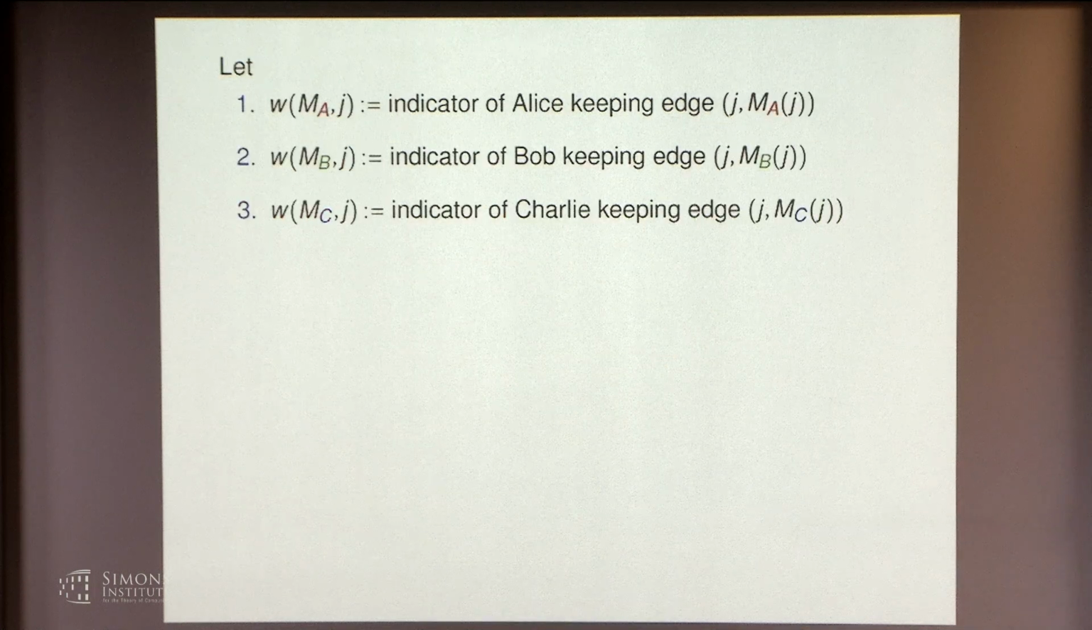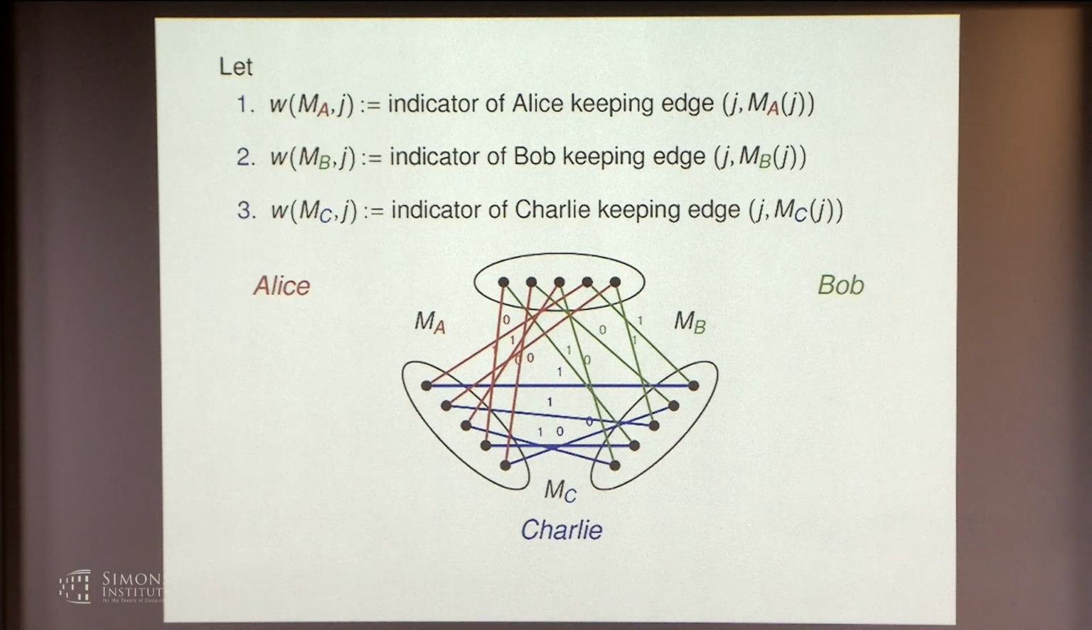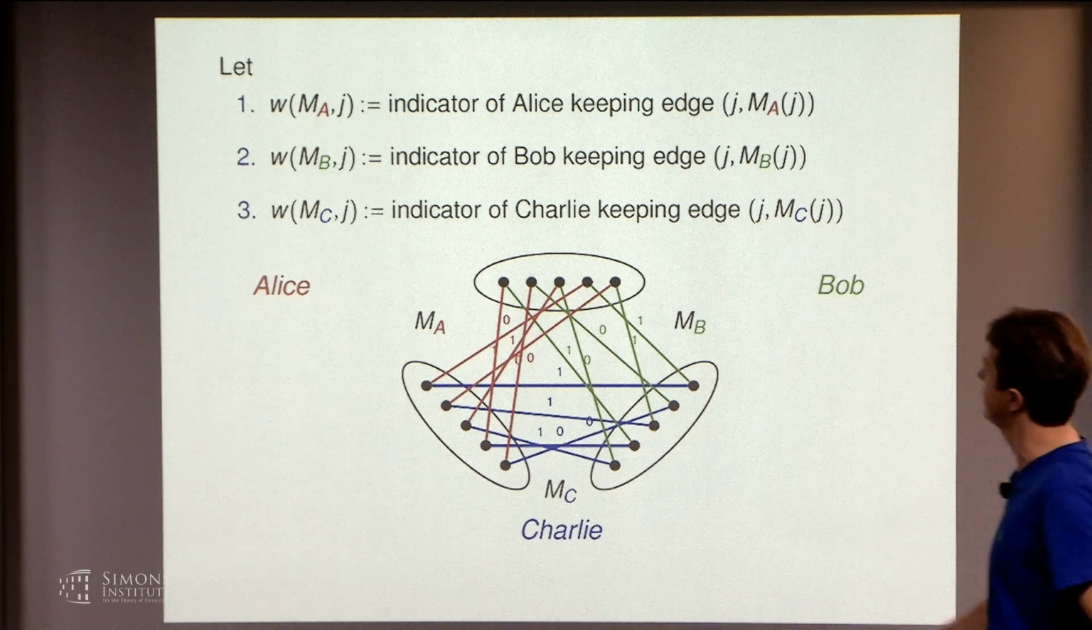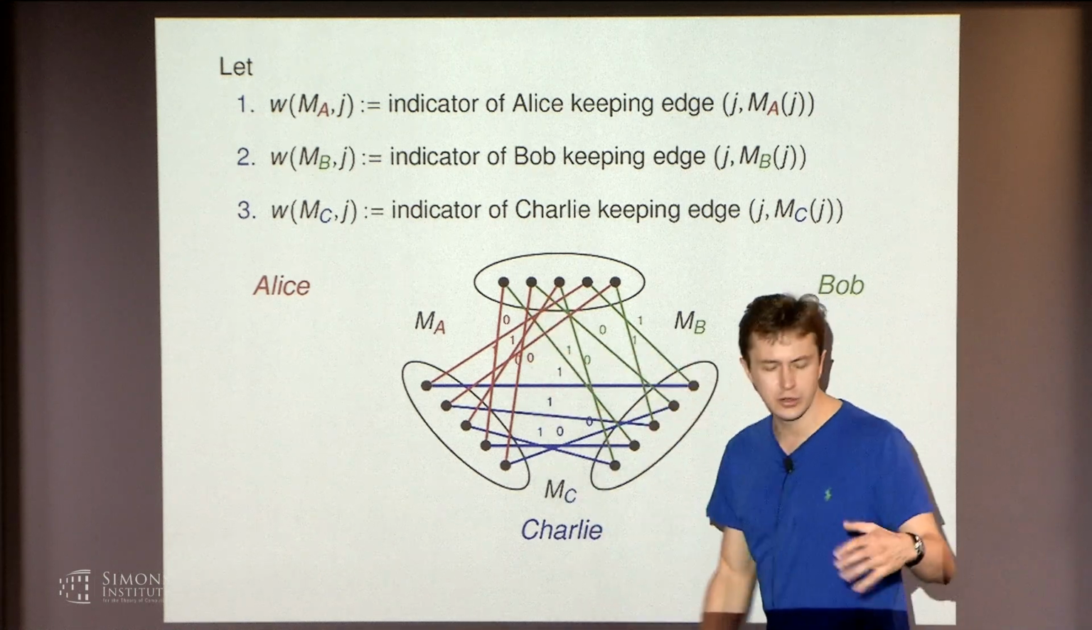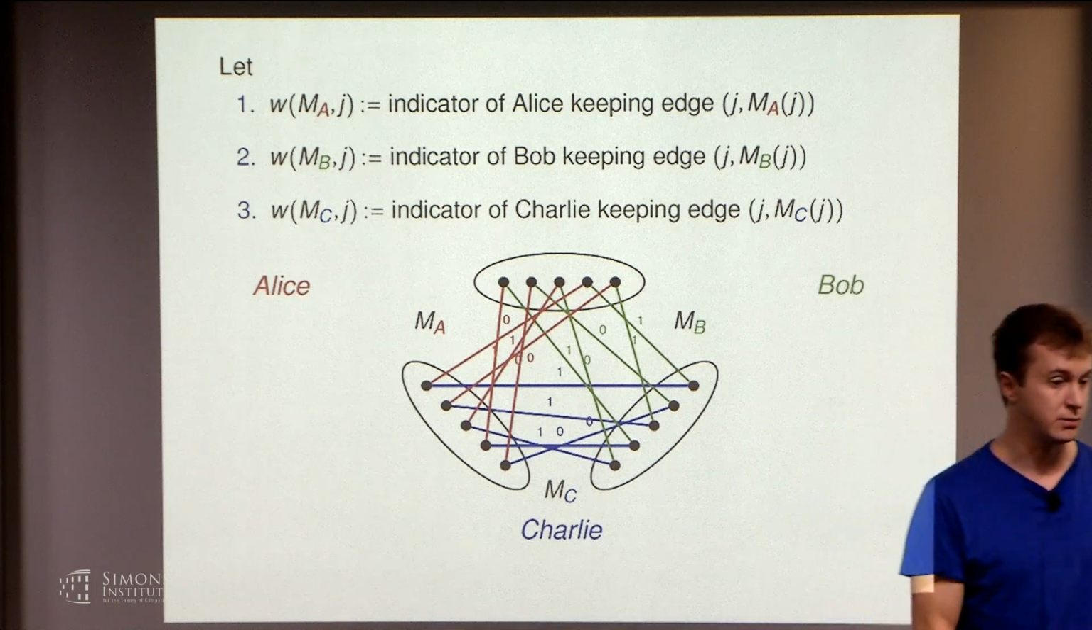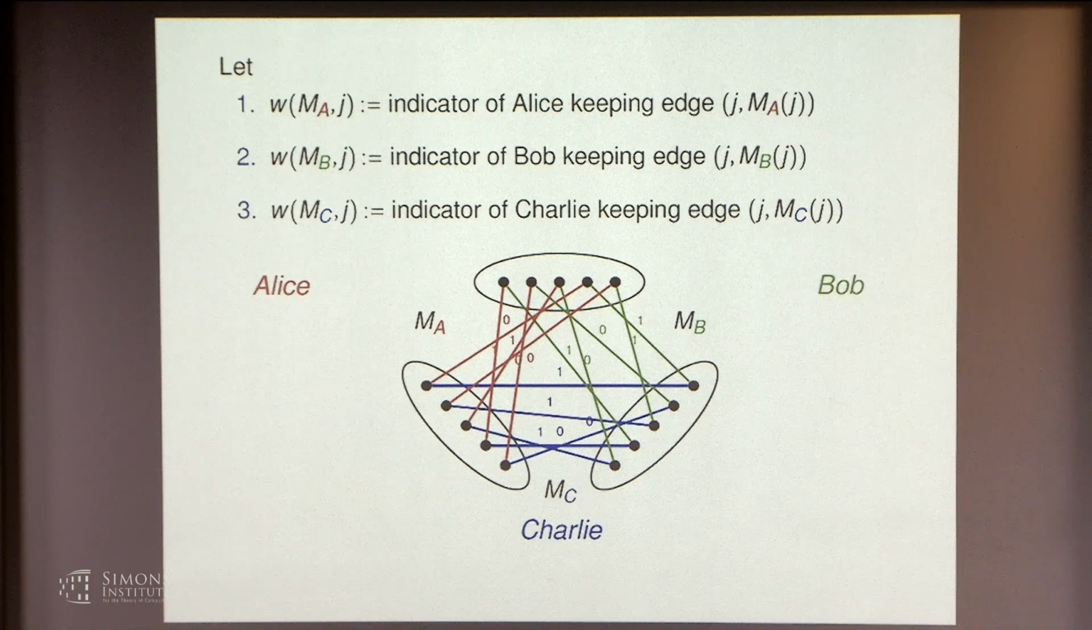Well, let me sketch the argument. One can think about this as follows. The challenge is the fact that the players can coordinate because they receive edges of the matchings MA, MB, and MC, and these matchings are dependent. They're only pairwise independent. Indeed, this is why the interesting vertex-based sampling protocols exist.